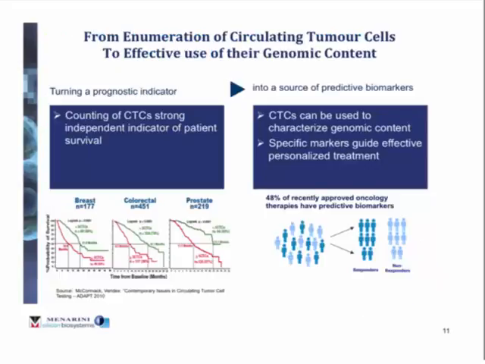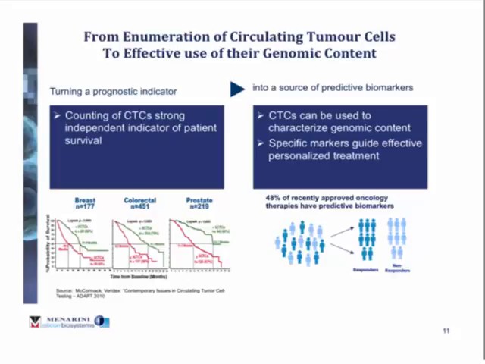And in particular, focusing on liquid biopsy and circulating tumor cells, we really have now the possibility to frame our technology and put it to work in the CTC field, turning what was a prognostic indicator, very strong, independent indicator of patient survival. The Kaplan-Meier curves, which you see, are based on the studies of the CellSearch technology, which Menarini acquired, as you may have seen from the news.